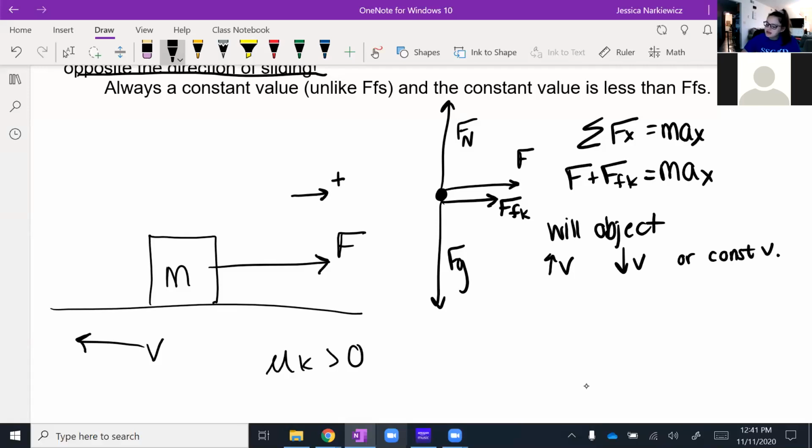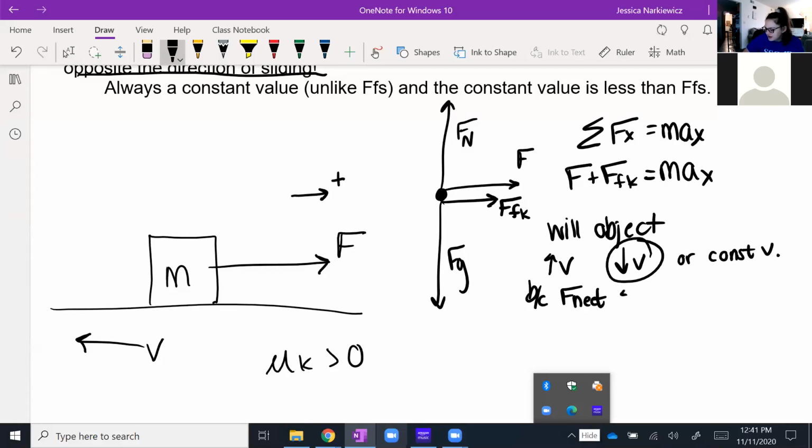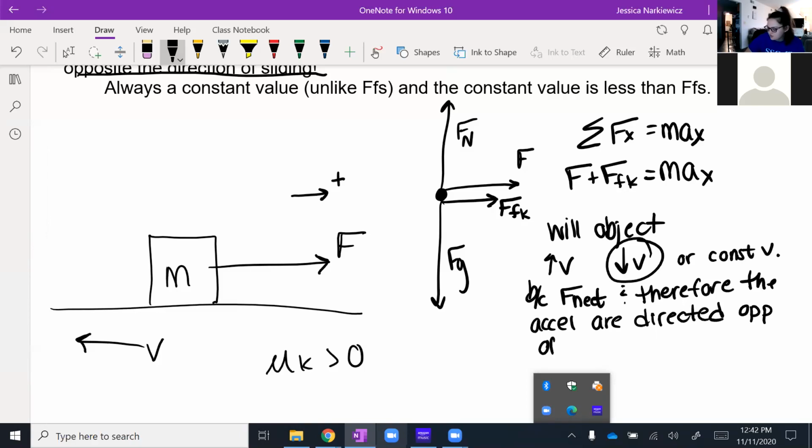And the answer here is that the object is going to decrease in velocity. The reason is that the net force, and therefore the acceleration, are directed opposite of the velocity. And we know from the last unit that anytime the acceleration and the velocity are in opposite directions, the object is going to slow down. Keep in mind that net force and acceleration share a direction. So if the net force is right, the acceleration is to the right.